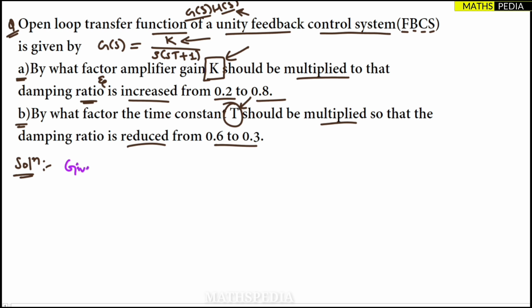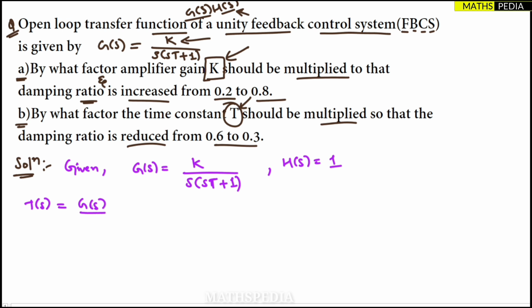Now what is given? Given is G(s), which is nothing but K into s into (sT plus 1), and the H(s) value is already mentioned, which is unity feedback, meaning 1. Now we have to always remember, we have to find the closed loop transfer function, C(s) by R(s). What is C(s) by R(s)? G(s) by 1 plus G(s) into H(s).